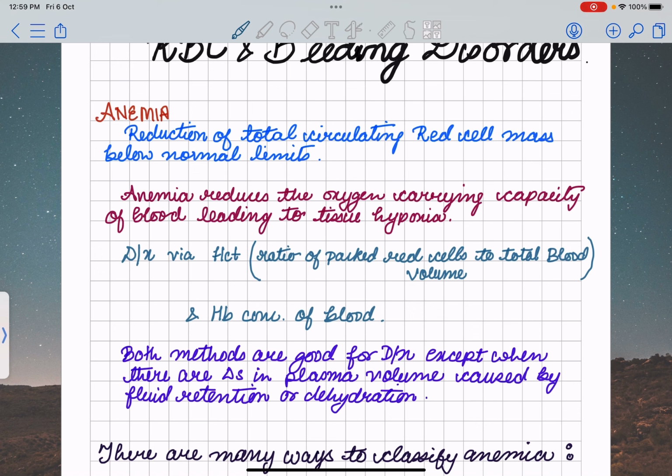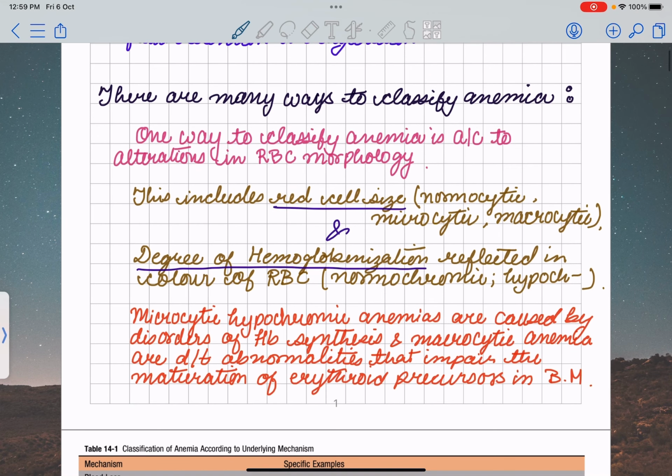This cannot be diagnosed with the two factors that we look for, that is hematocrit and hemoglobin, when there are changes in the fluid volume. So it's not the most accurate method to see whether the person has anemia or not. But in most cases, we diagnose anemia with the help of hematocrit and hemoglobin. There are many ways to classify anemia.